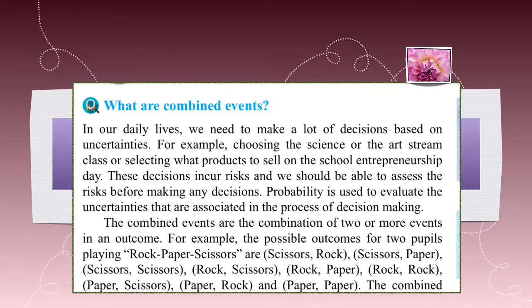In our daily life, we need to make a lot of decisions based on uncertainties. For example, choosing the science or the art stream class, or selecting what product to sell on the school entrepreneurship day. These decisions incur risks, and we should be able to assess the risks before making any decisions. Probability is used to evaluate the uncertainties that are associated in the process of decision making.